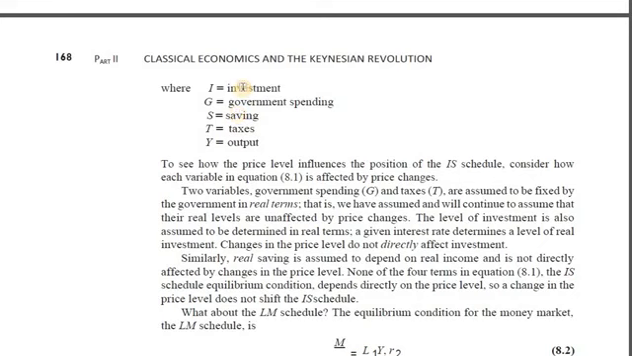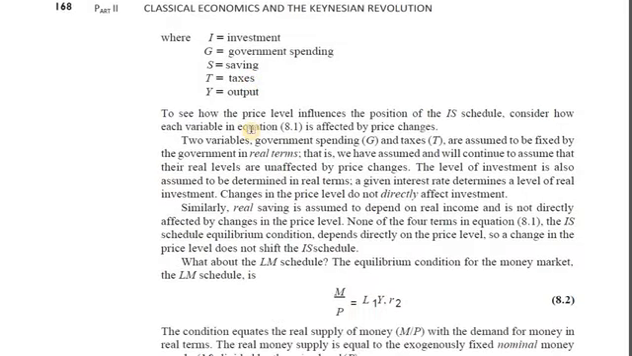It has nothing to do with the prices. Government spending is again something which is not dependent on the prices. That's it. Savings are again not dependent on the prices, and so are the taxes. So the IS curve as such is of no use to us if we are to derive the prices and income relationship. So let's ignore the IS curve for now.